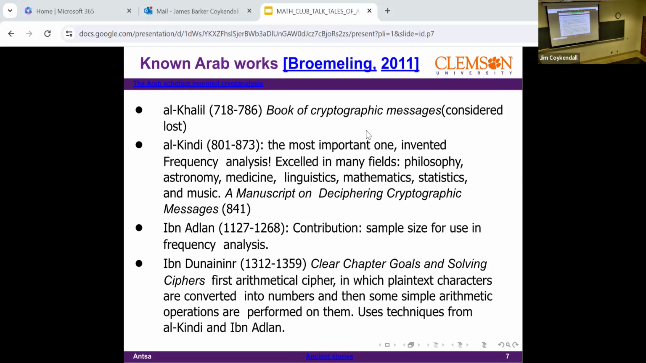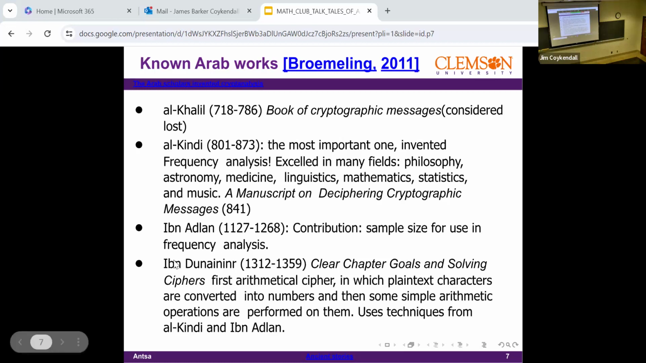This is the first book on cryptography, which they say is considered lost. Then we also have Al-Kindi, the most important one, who invented frequency analysis. But he was not only good at math, he was also good at philosophy, astronomy, medicine, linguistics, statistics, and music. His book is a manuscript on deciphering cryptographic messages, which I think you can find online.